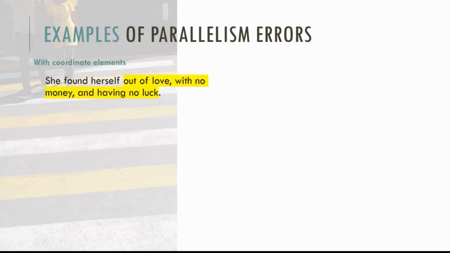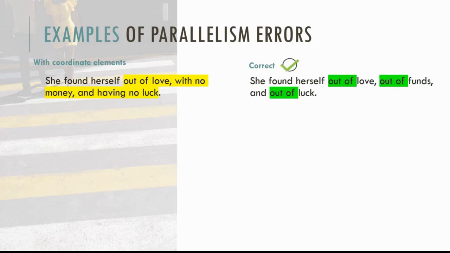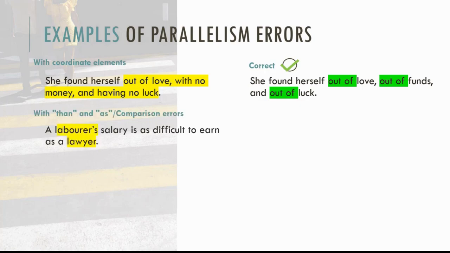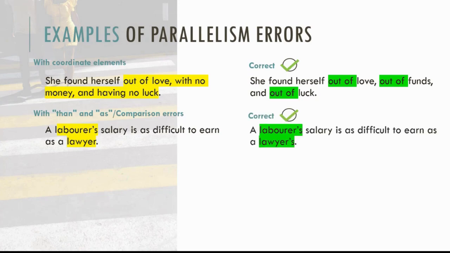Some more examples. So again, with coordinate elements: she found herself out of love with no money and having no luck. Well, you can make this sentence flow a lot more smoothly. She found herself out of love, out of funds, and out of luck. Now it's parallel. Watch out for comparison errors with than or as. A laborer's salary is as difficult to earn as a lawyer. Correct is: a laborer's salary is as difficult to earn as a lawyer's. So the two elements there need to be parallel.